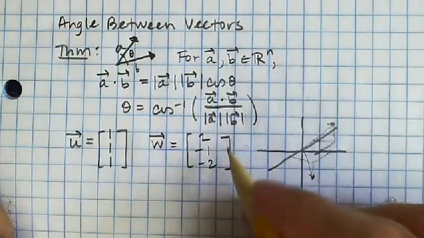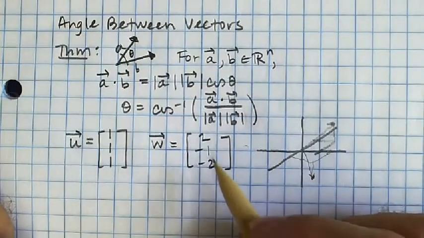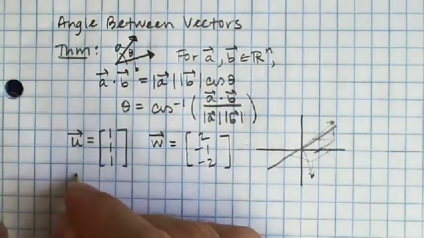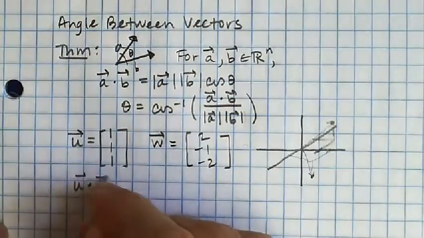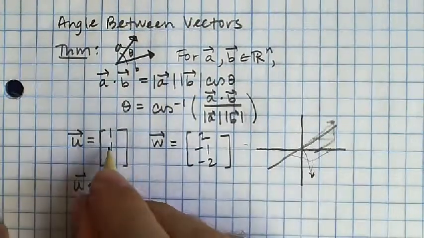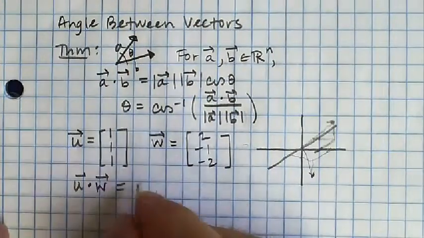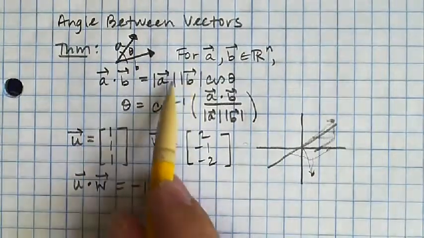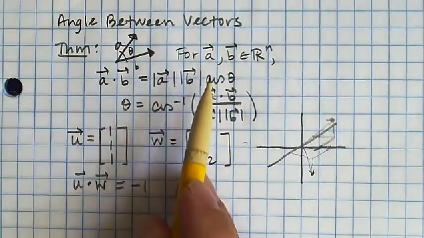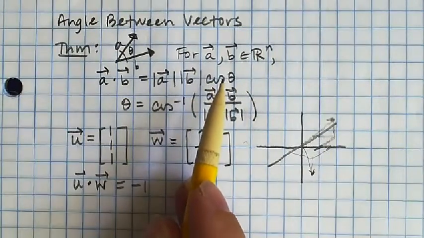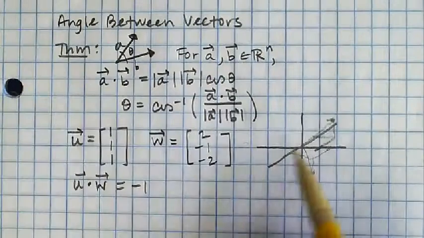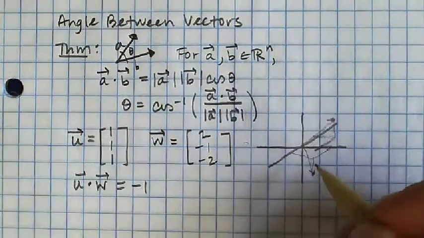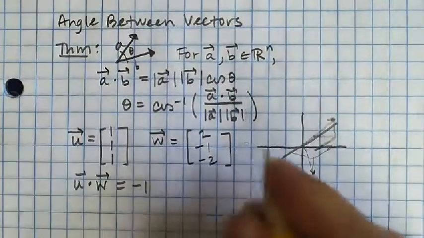And what's going to happen is that anytime these two dot to a negative number, so u dotted with w is going to be 2 minus 1 minus 2, which is equal to negative 1. But that makes sense, right? Because the length of a vector is always positive. So if the dot product is negative, cosine of theta has got to be negative. And if cosine theta is negative, it means there's an obtuse angle. I tried to pick numbers that would give me something I could draw you a picture of, but it just didn't work out this time.